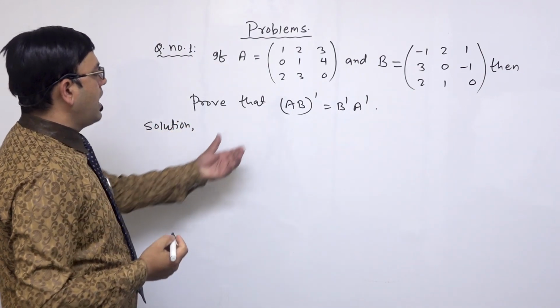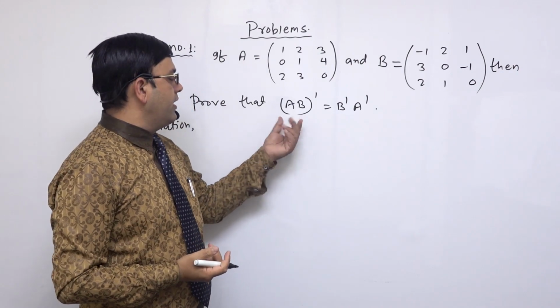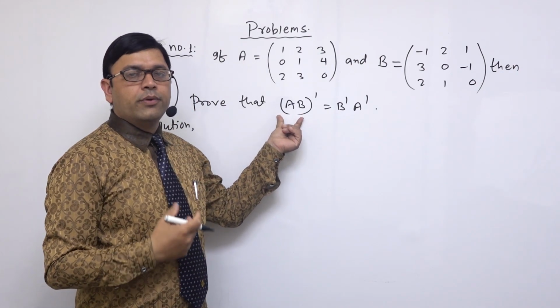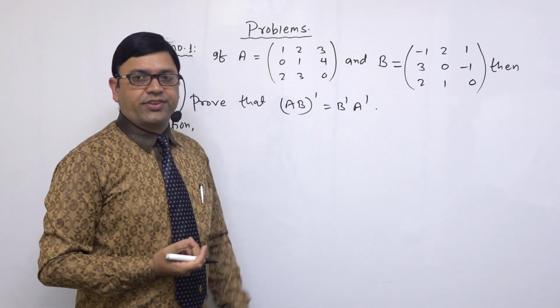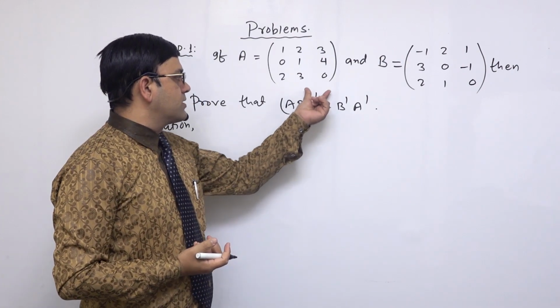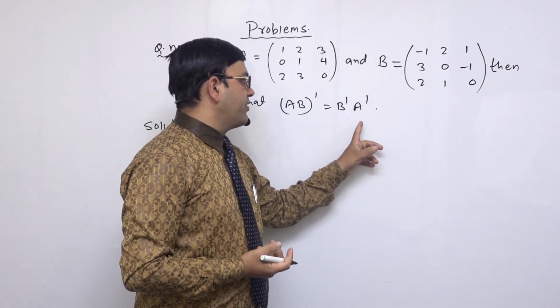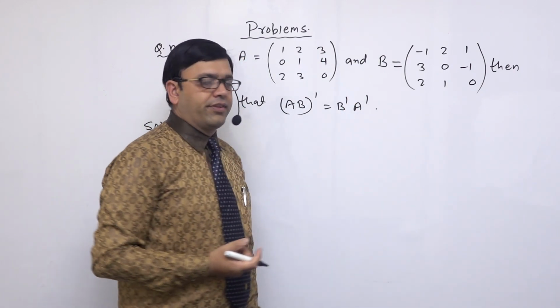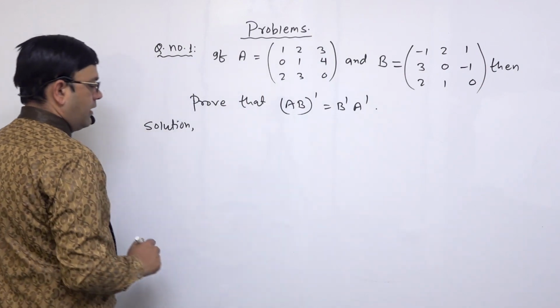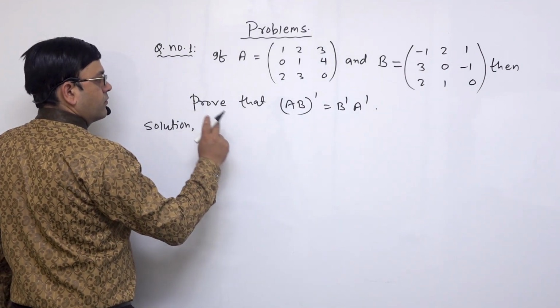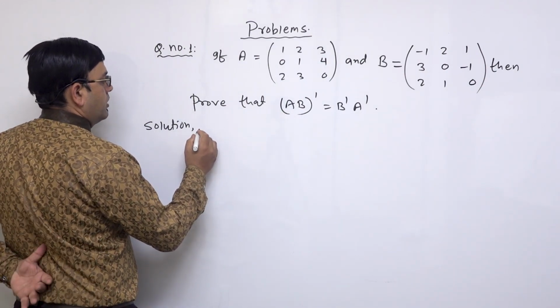We have to find at first the product; we have to multiply A and B matrix, and then we have to find the transpose of AB matrix. Here we have to multiply transpose of B matrix times transpose of A matrix. Now let's multiply at first A and B matrix.